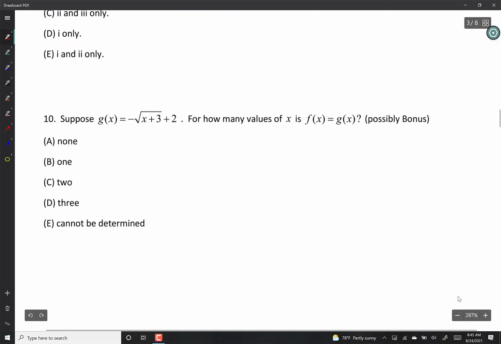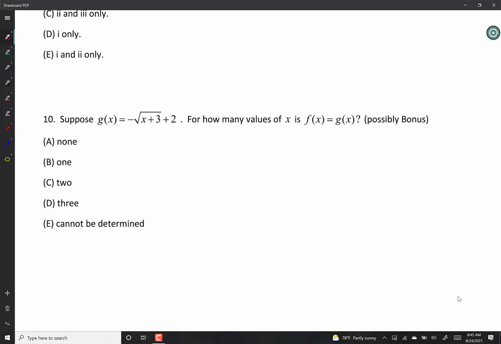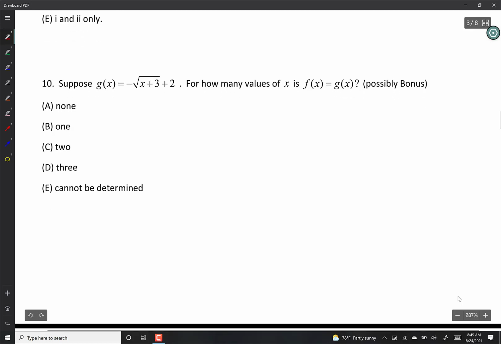Let's keep going. Oh, this is one of my favorite ones. Very few students got this one right. I was kind of sad when we did this one last year. It says suppose g of x equals negative square root of x plus 3, plus 2. For how many values of x is f of x equal to g of x? I was hoping that they could tell me how that graph looks without a calculator. Can you guys tell me how that graph looks without a calculator?